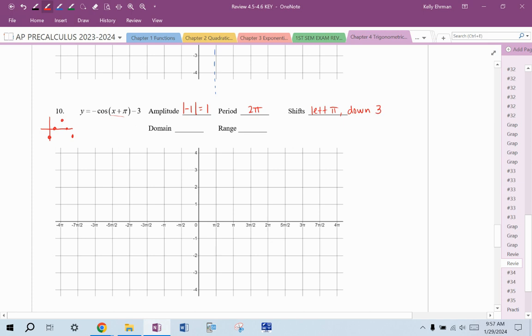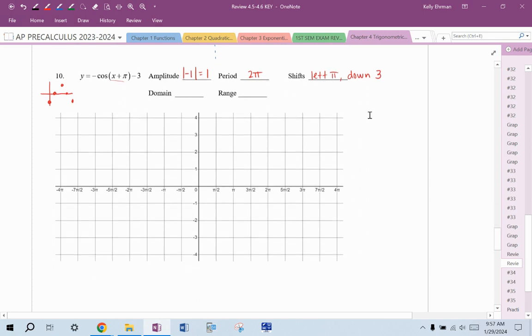So we did this in our notes. I like drawing a new midline, and I like drawing a new starting line too. So let's do that. Left pi should be new starting line right here.